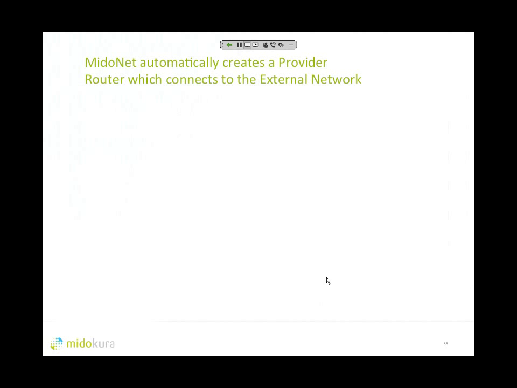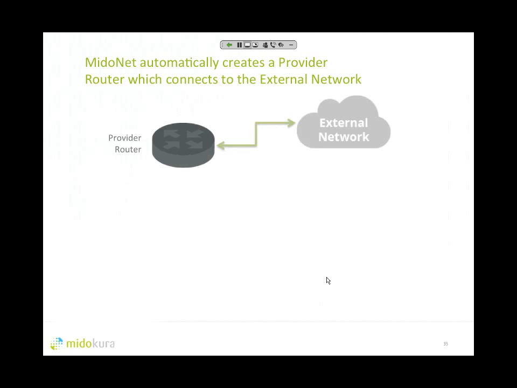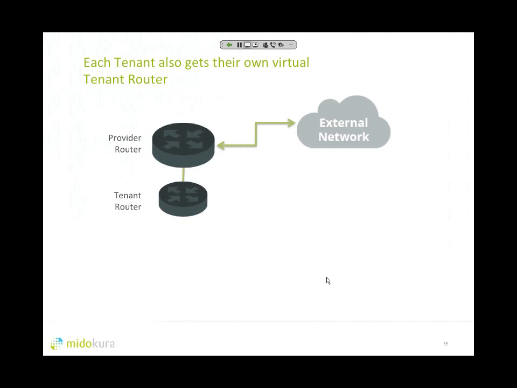So as I mentioned, we have that provider router to connect to external networks or the internet. This is automatically created when a tenant sets the gateway for their router to an external network. Each tenant gets its own virtual tenant router. As we know, we can create this through OpenStack Horizon.